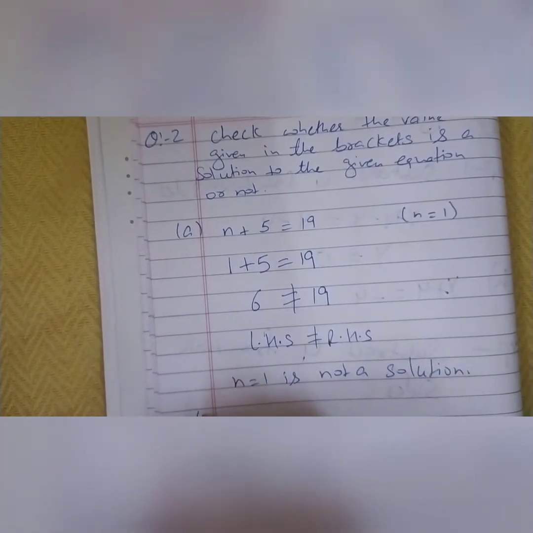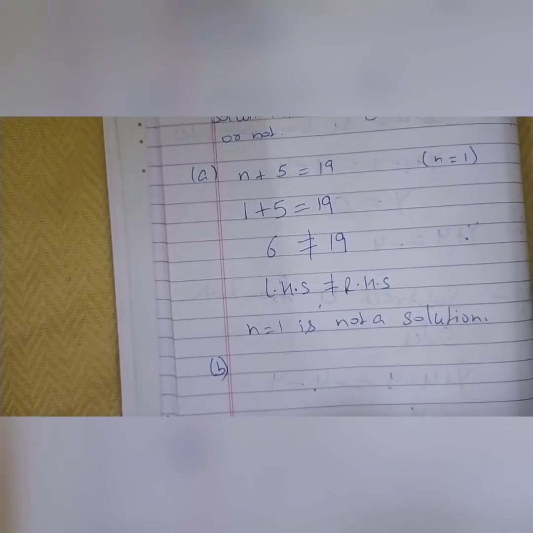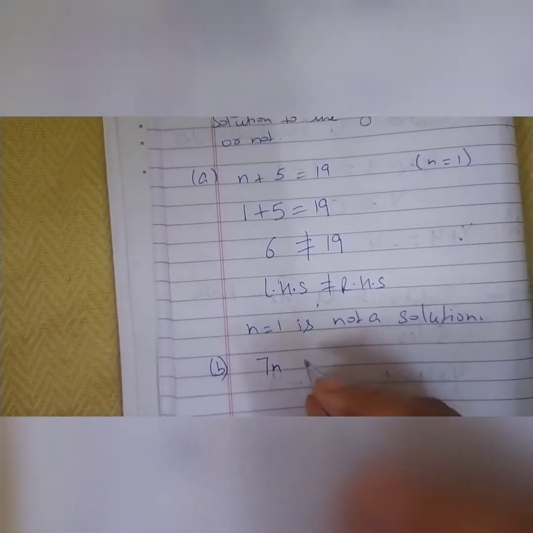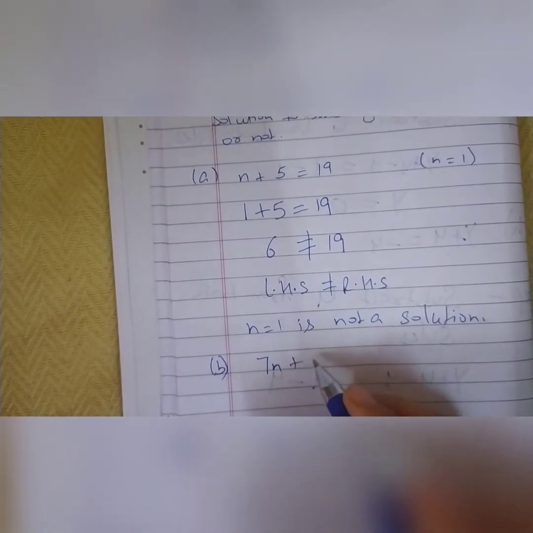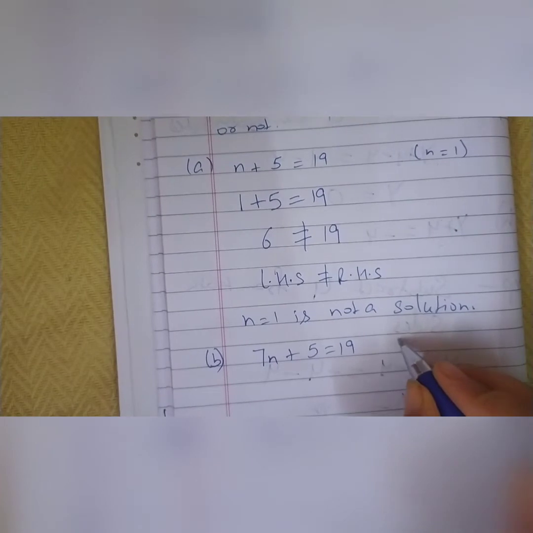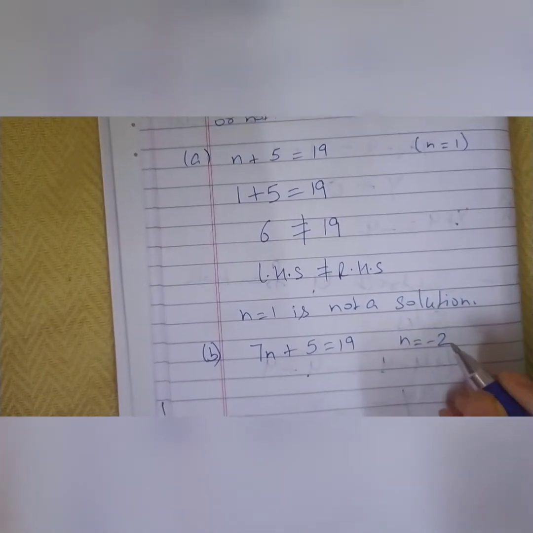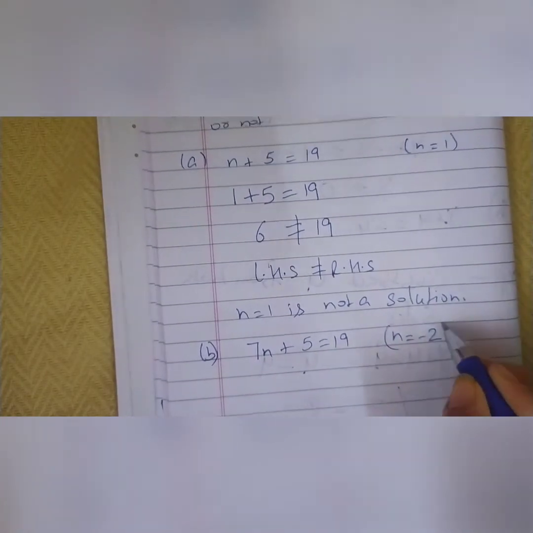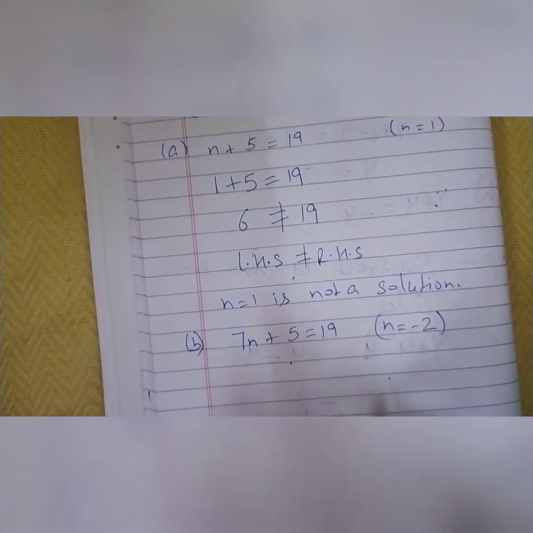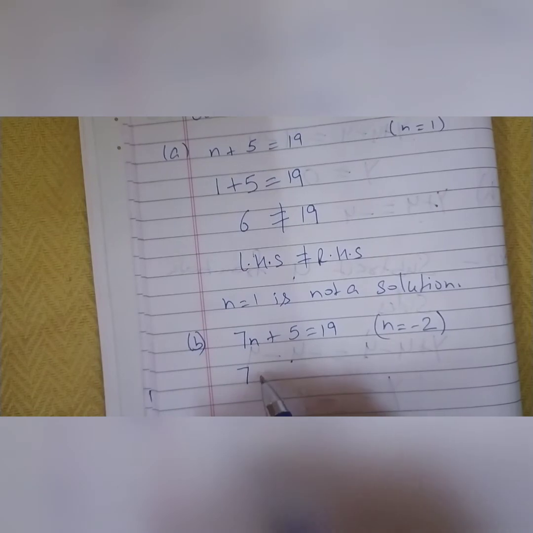Now come to the B part. What is the B part here? B part is 7n plus 5 is equal to 19. And here the value is given, n is equal to minus 2, alongside the equation. So we put minus 2 in place of n. Here we put minus 2.